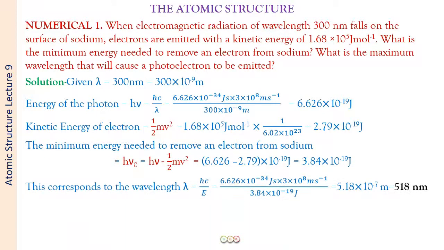And for the next part, we have to calculate the wavelength. According to this energy, you can find the wavelength again using the relation E is equal to hc by lambda. So lambda would be hc divided by E, and you are going to put the values and you will get the lambda to be 5.18 into 10 power minus 7 meter, and this is equal to 518 nm. And this is corresponding to the green light. So this wavelength is of the green light.